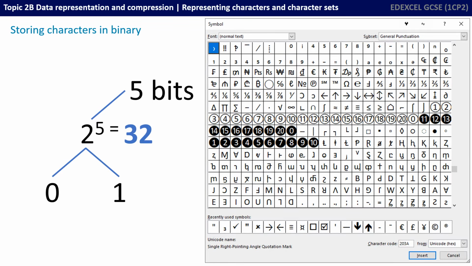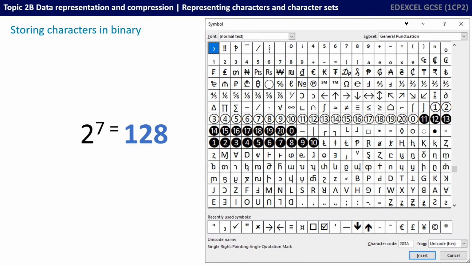Of course, there are more than 26 characters we want to be able to store. There are both upper and lowercase letters, and that doubles the number of characters we need instantly. But there's also symbols such as pound signs, brackets and punctuation. Therefore, we actually need a minimum of 7 bits for each character. That is 128 unique binary numbers, 128 unique characters in the character set.